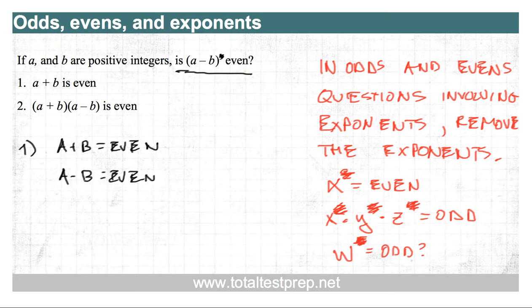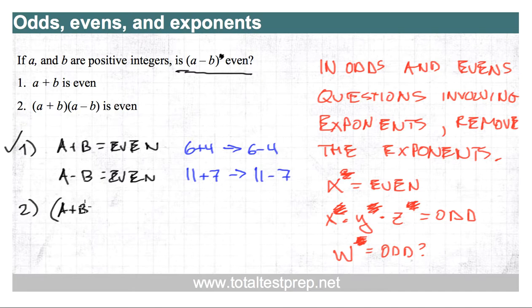And you can check this with some numbers. For example, 6 plus 4 is even, and as we see, 6 minus 4 is even as well. Same thing with, let's say, 11 plus 7 is even. And if we just take those same two numbers but subtract them, 11 minus 7, we get an even result as well. This is 18, this is 4, and this one was 10, and this is 2, all even. So if you know that a plus b is even, you know that a minus b is even, and statement 1 is sufficient.